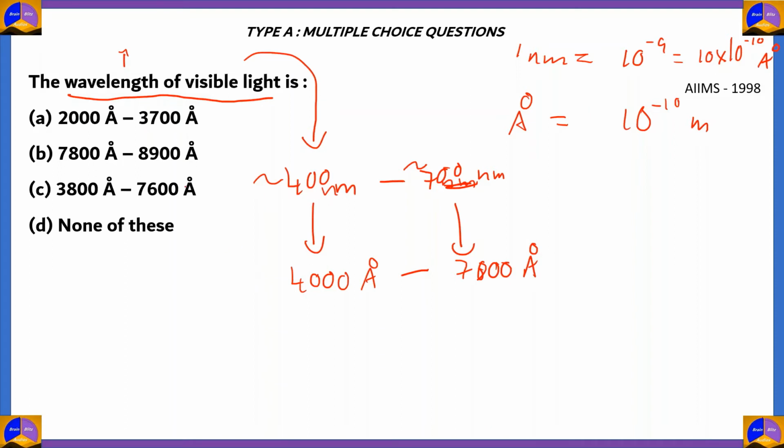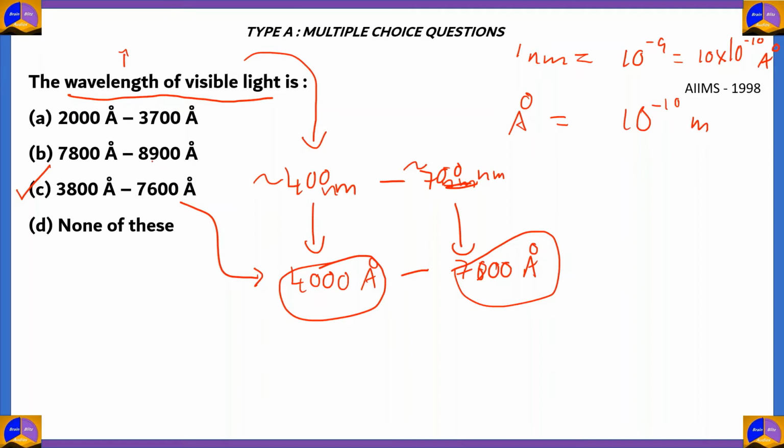And so which of these is the range that's closer to 4,000 and 7,000? Option C. Because this is almost similar to 4,000 to 7,000. We've mentioned that the value of 4,000 and 7,000 can vary a little bit from person to person. So the wavelength of visible light is 3,800 to 7,600 angstroms.